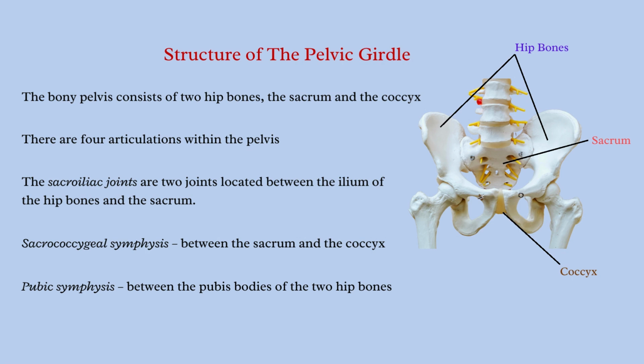Moving on to the structure of the pelvis. The bony pelvis consists of two hip bones, the sacrum and the coccyx. There are four articulations within the pelvis. The sacroiliac joints are two joints located between the ilium of the hip bones and the sacrum. Sacrococcygeal symphysis between the sacrum and the coccyx. Pubic symphysis between the pubis bodies of the two hip bones.